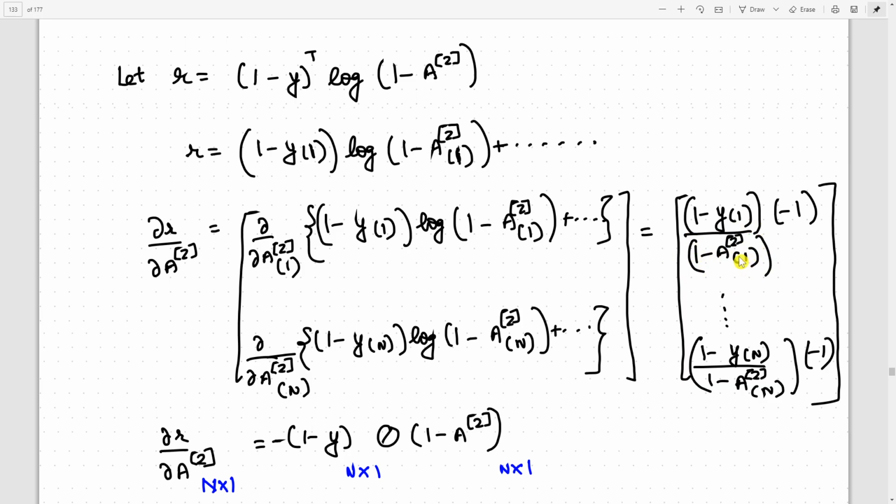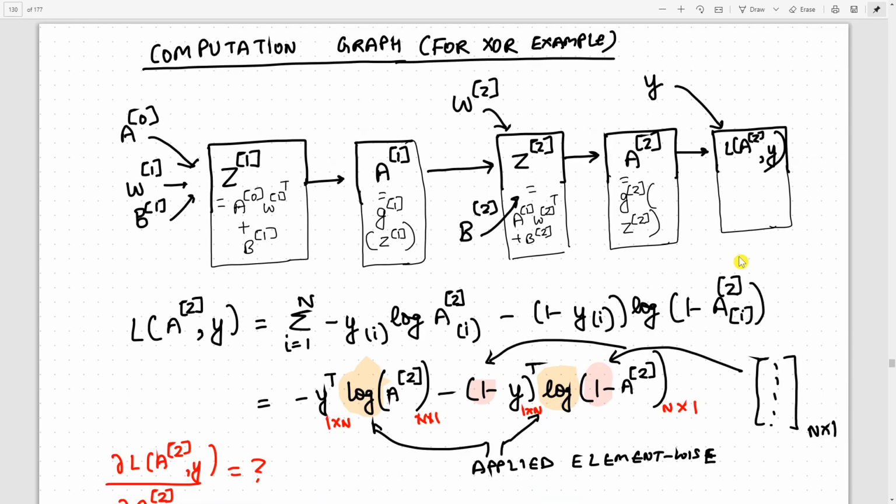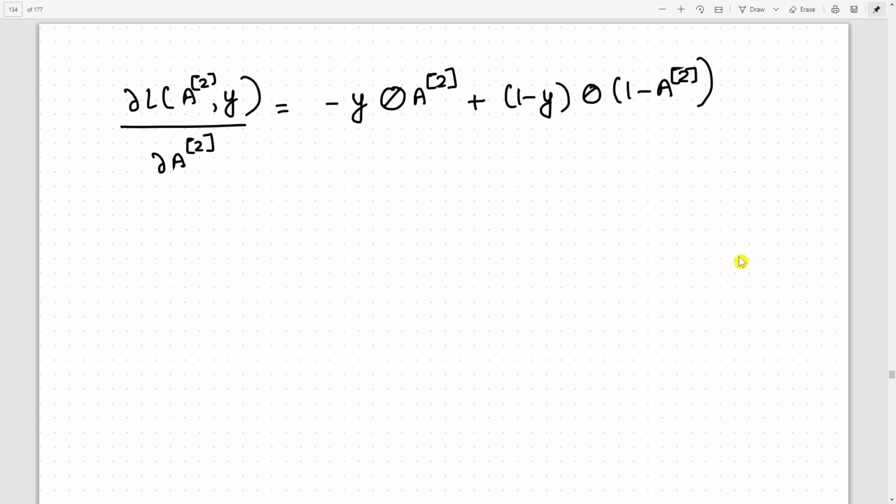So this is again conveniently written in this format, and now using both of these we can write the gradient, since we decomposed L in terms of q and r. Thus we can write the gradient of the loss with respect to a2 as minus y element wise divided by a2 plus 1 minus y element wise divided by 1 minus a2.